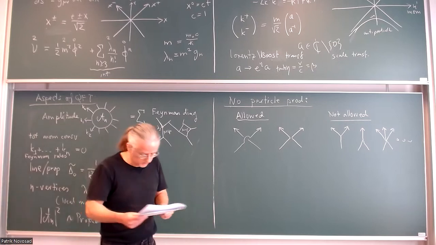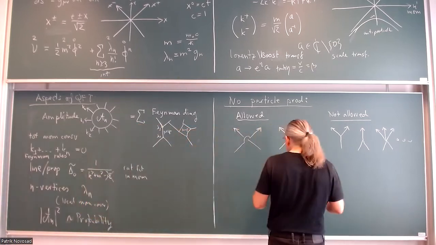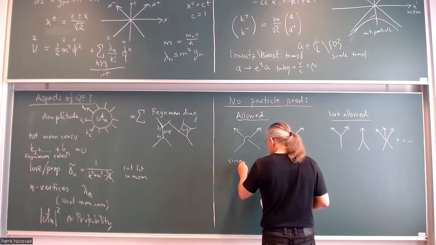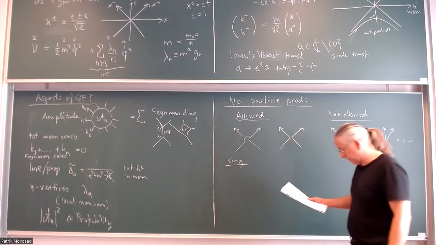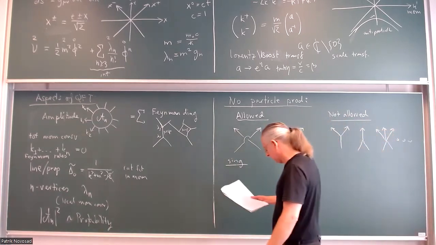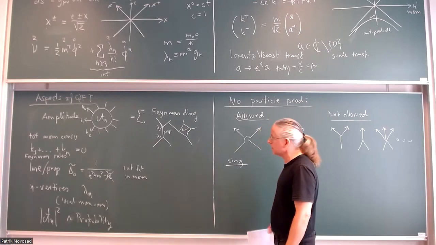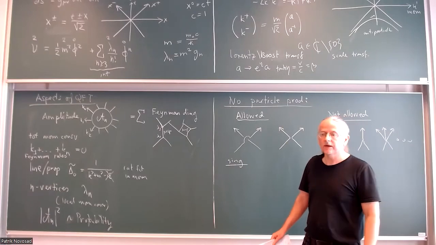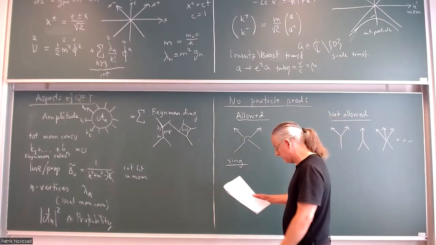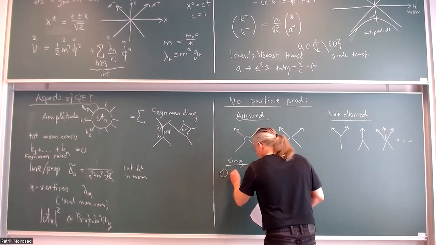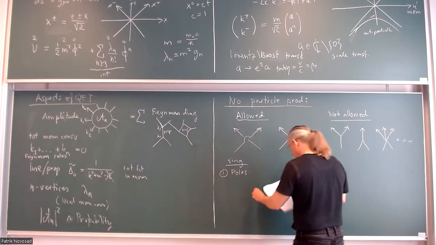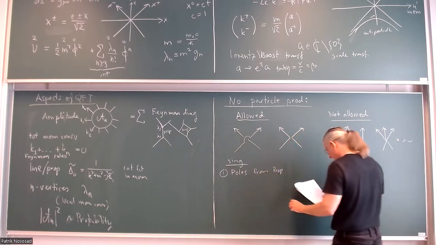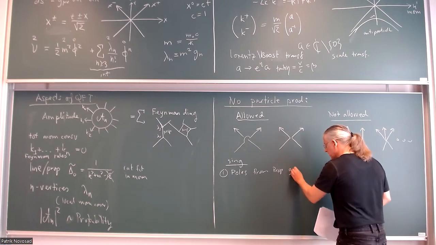Yeah. Good. So then the other thing we would be interested in is singularities. The only singularities that can occur are from poles from propagators going on shell.